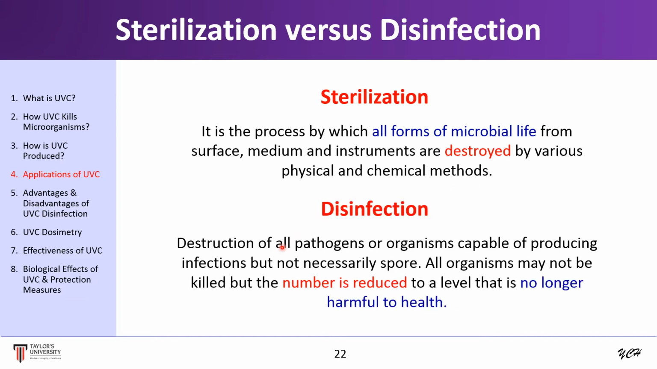Whereas disinfection means destruction of all pathogens or organisms capable of producing infections, but not necessarily spores. All organisms might not be killed, but the number is reduced to a level that is no longer harmful to health. So as the term shows here, infections are related to human health. And disinfection simply means we stop the chain of infection.